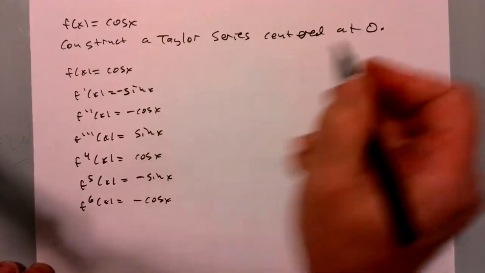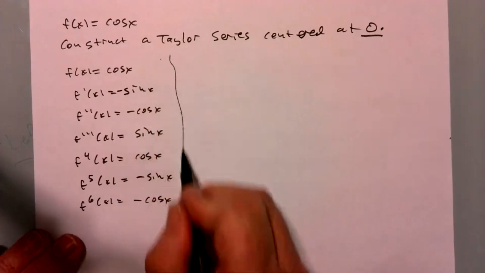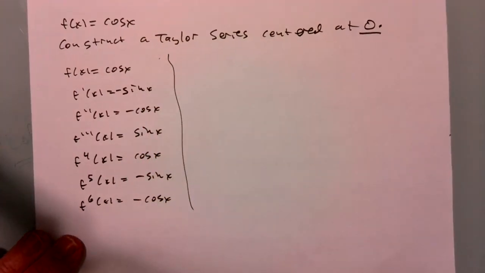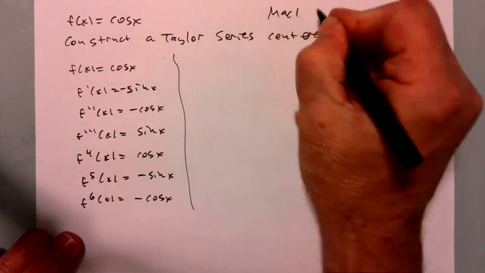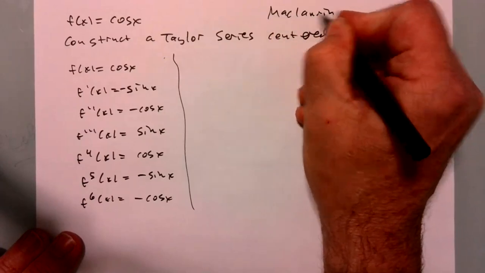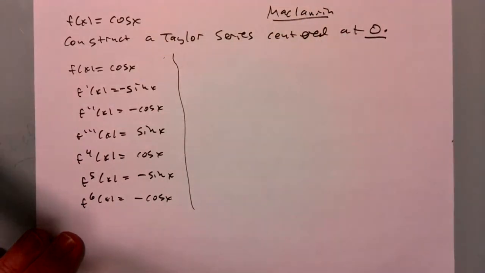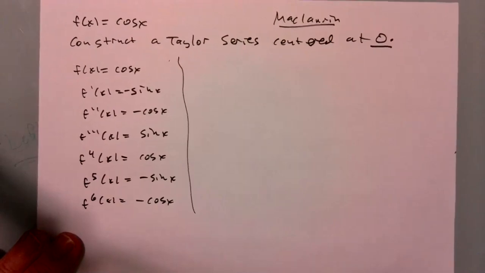We are centering this at zero. Now, just keep in mind, if I have a Taylor series centered at zero, it's also called a Maclaurin series. You may see that term. A Maclaurin series is a Taylor series centered at zero. I typically don't use that term very often. I'll just go ahead and call it a Taylor series centered at zero.